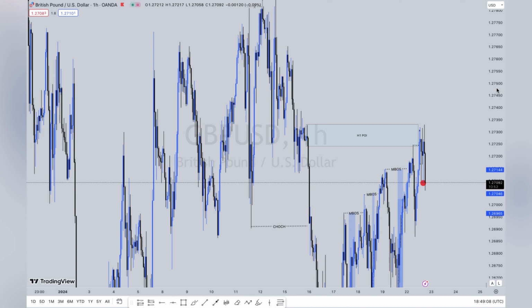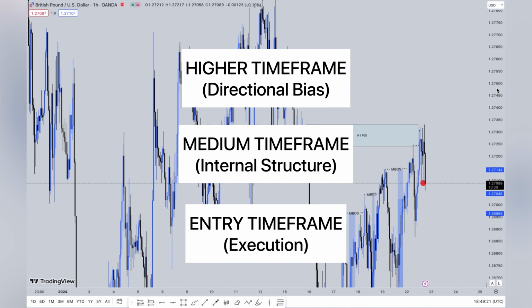Okay, so this is GBPUSD and this is the 1 hour time frame. Just like I explained in the multi-time frame analysis video, you need three types of time frame to be able to do a top-down analysis. You need a higher time frame, a medium time frame, which is the internal structure time frame, and then an entry time frame.